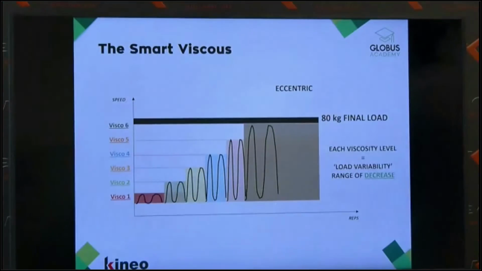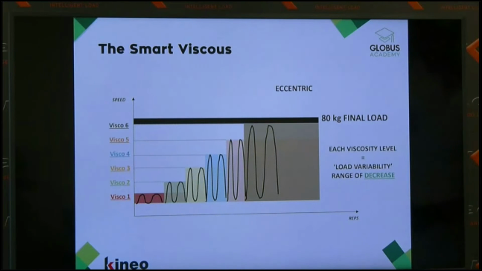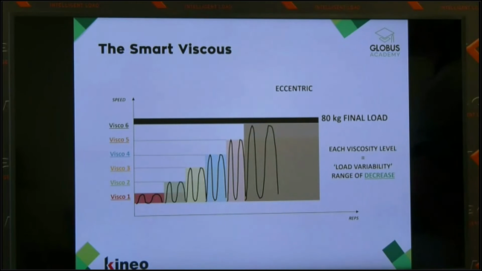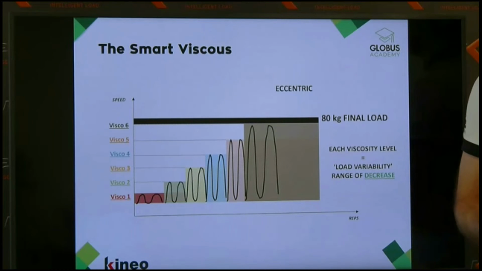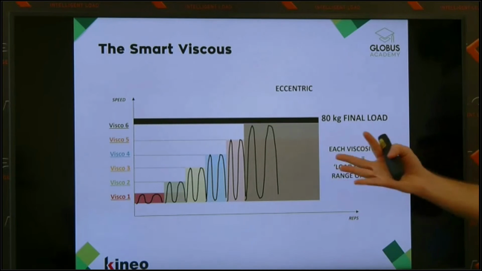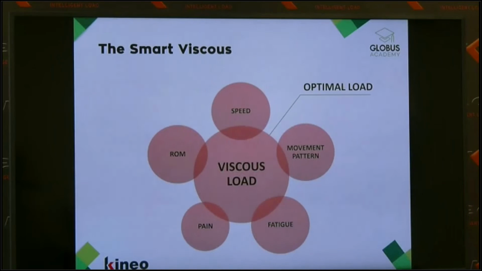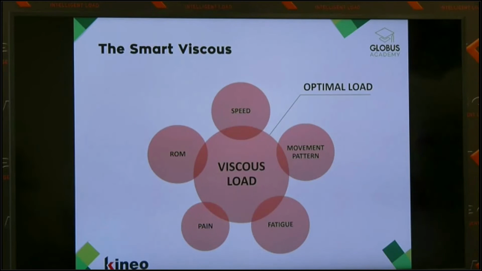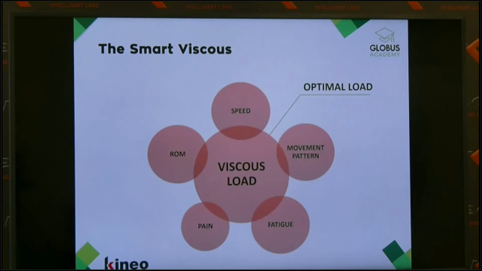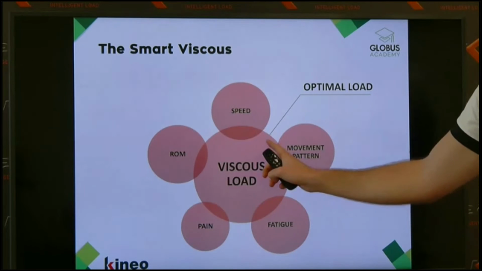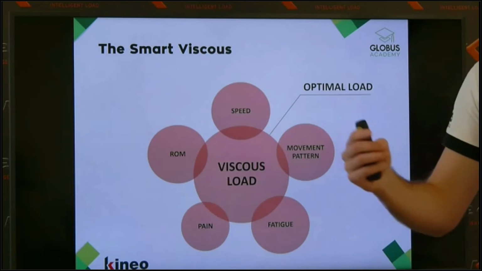All right, so we were talking about eccentric and how it works with viscosity. We will see later in the practice, because it's easier to see how it works in the machine than on monitor. In order to give you a full disclosure of what is viscous load, viscous load takes into consideration all those parameters: the range of motion, the speed of the movement, as we said, and the movement pattern that we are using, because of course this is correlated. The movement pattern is definitely correlated with the speed.